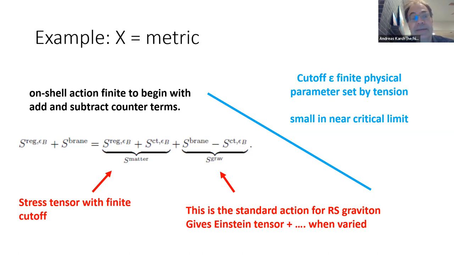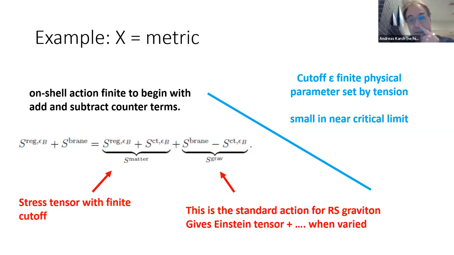So this time you would say the full on-shell action is just whatever you get from the regulated bulk action, which you integrate up to the brane, and then you get some extra terms that come from the action on the brane. But nobody stops you from adding and subtracting counterterms. That's the heart of Dominic's procedure. He just said, take this and go back in and add the counterterms that you always like to add and then subtract them again, so that clearly I didn't do anything.